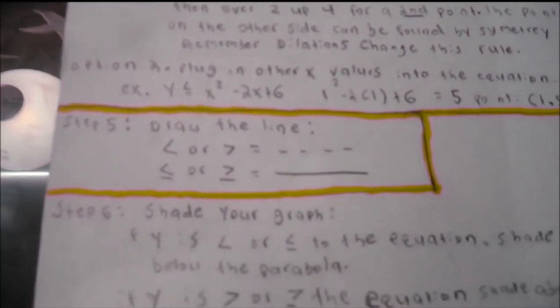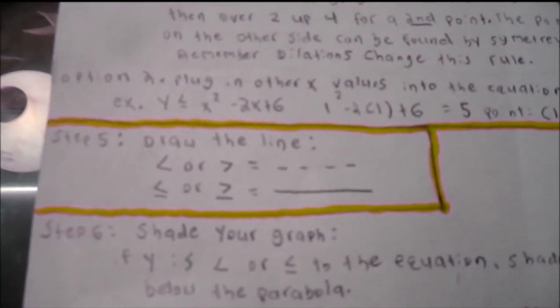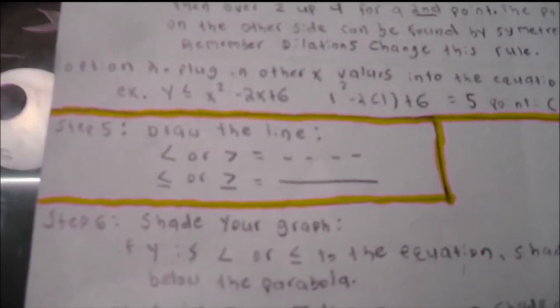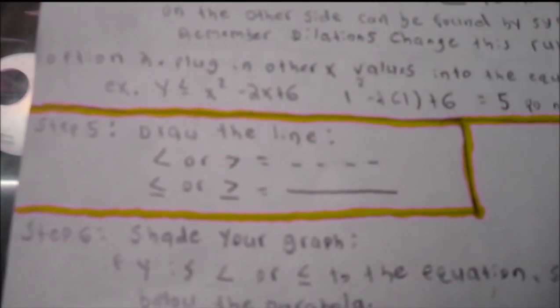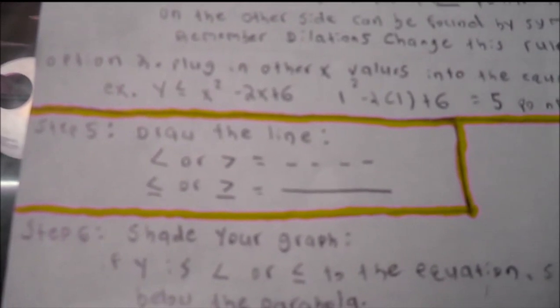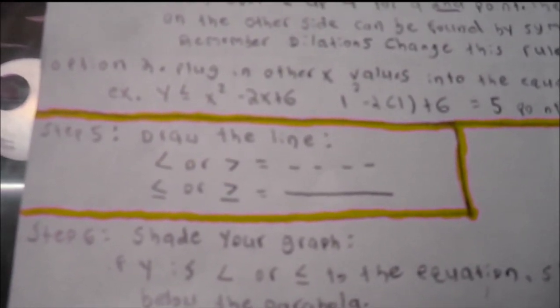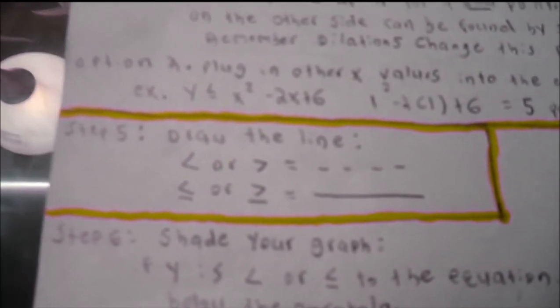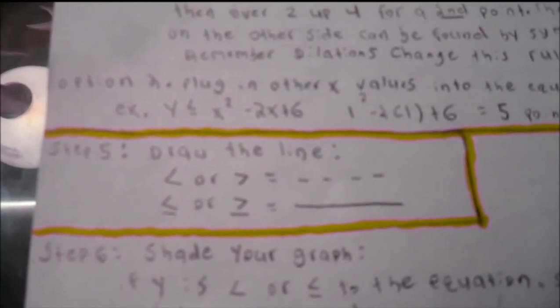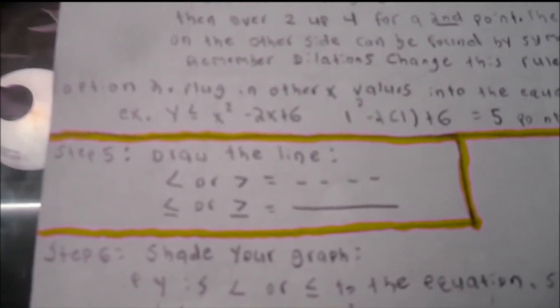Your fifth step is to draw the line connecting your points. If it's a regular sign, either greater than or less than, it'll be a dotted line. If it's greater than or equal to or less than or equal to, it'll be a solid line.